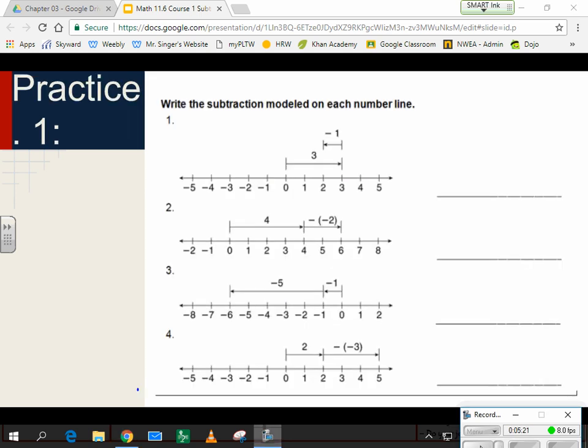All right, your turn to try these on your own. Let's see if you can find the right answer for these 4. Come back when you're done.